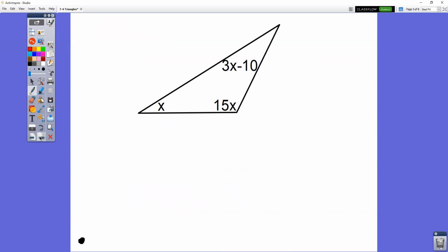Go ahead and try this one on your own, please. Set up an equation, solve for x, sub it back in.